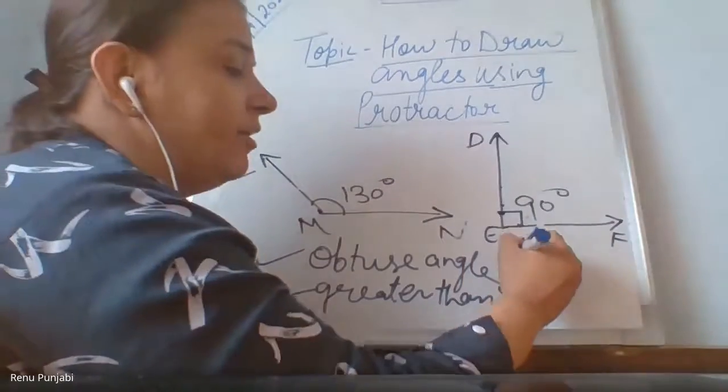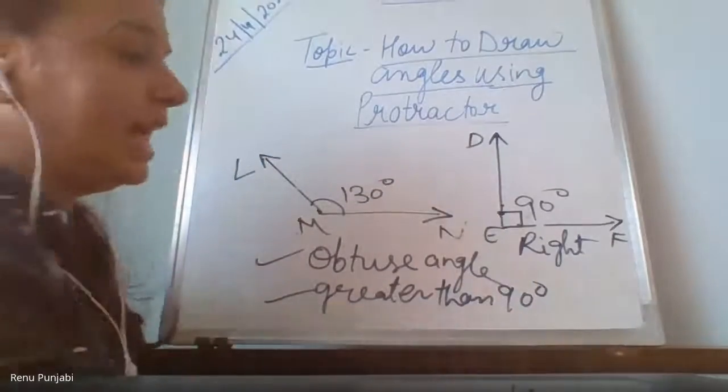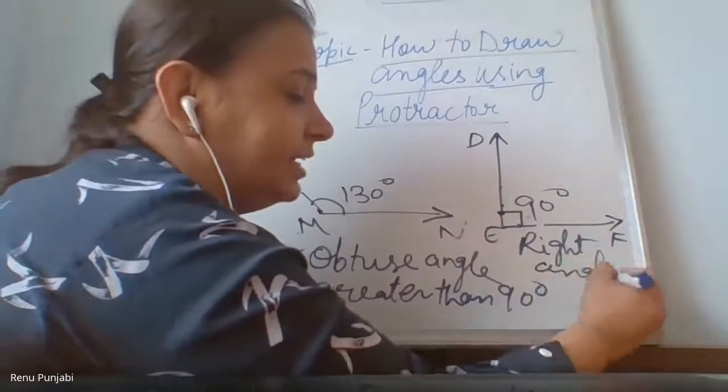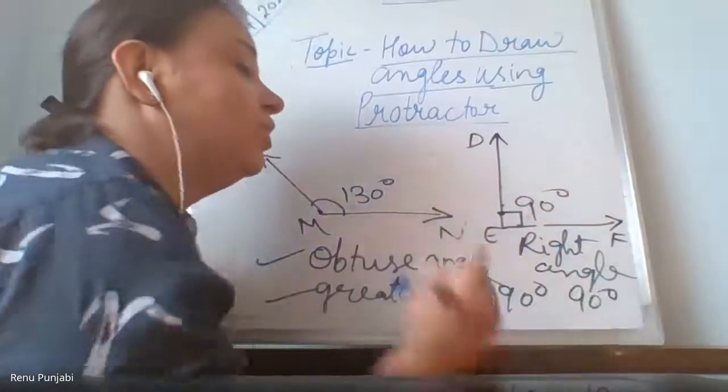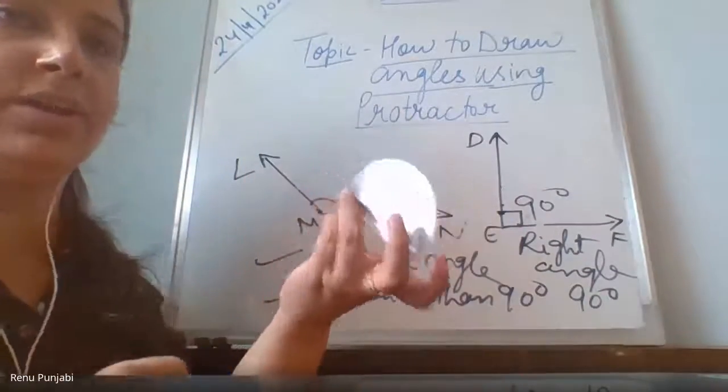So this is called a right angle. By looking at this angle, I can say that it's a right angle, and a right angle is a 90 degree angle. But I want to measure it, to check whether I am right or wrong. So I measure it with the protractor also.